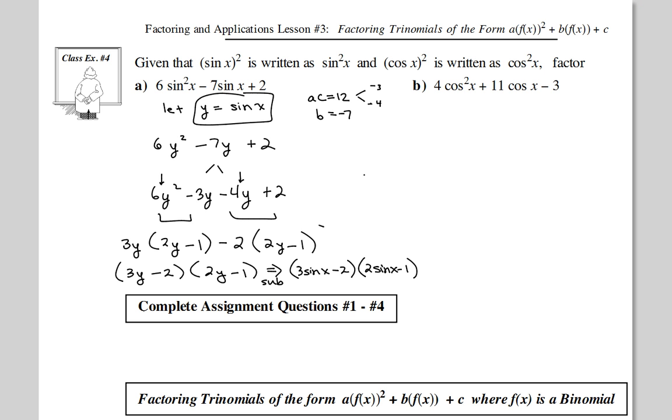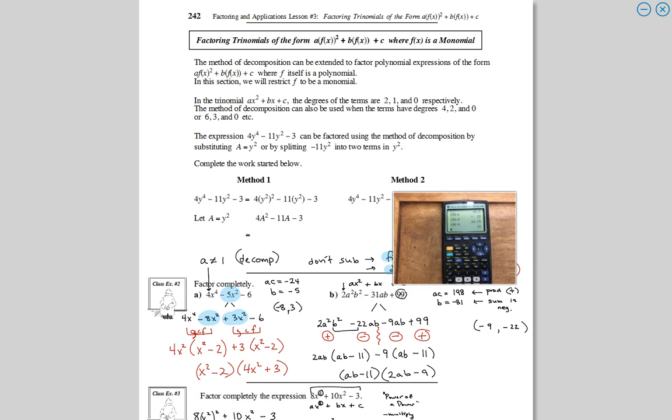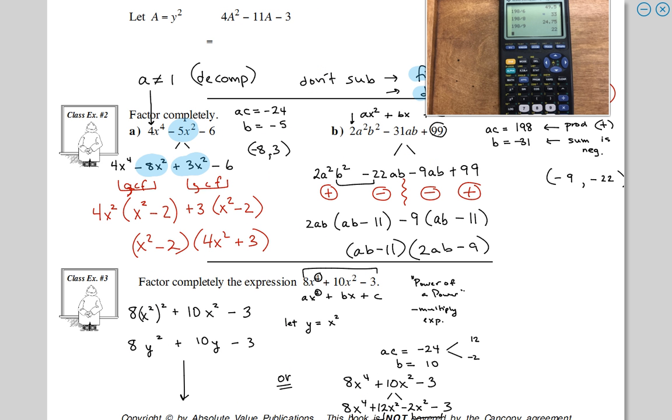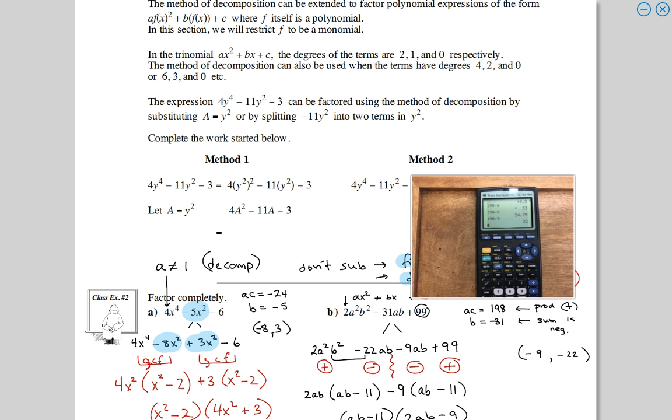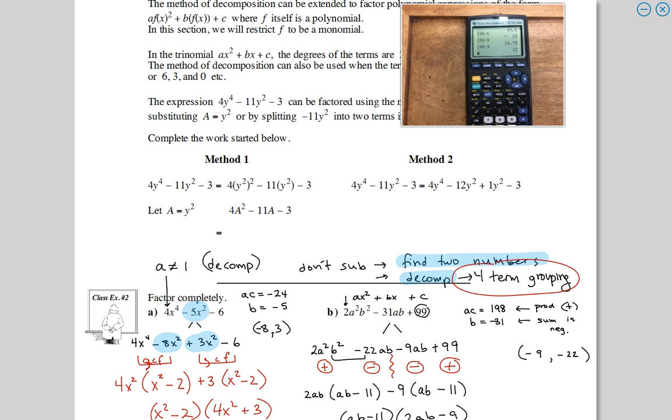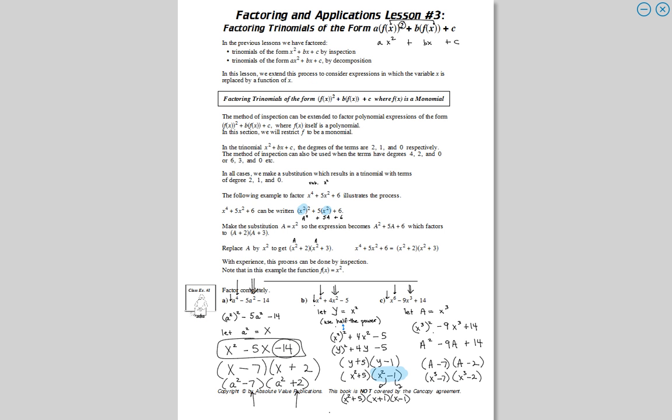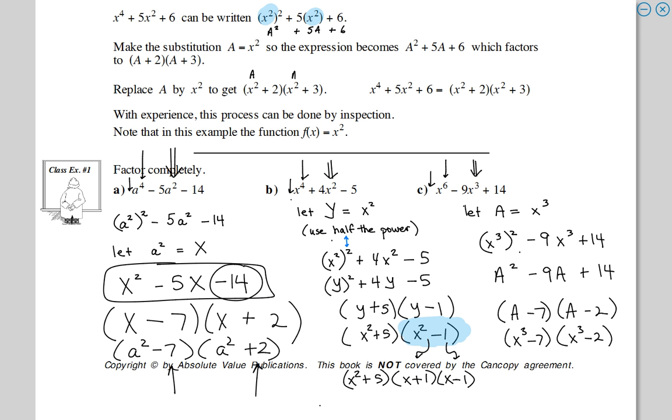Okay, so for trig, do a substitution. Now, for most of this stuff in this lesson, you can do substitution, but for class examples 2 and 3, I didn't. For class examples 2 and 3, I used this method too. And then for class example 1, we use the substitution.